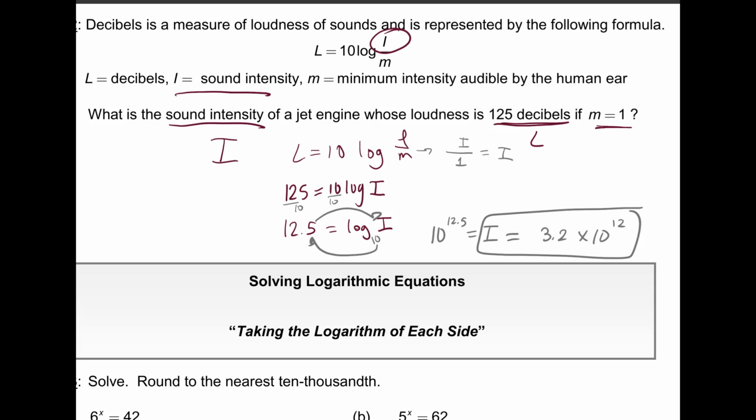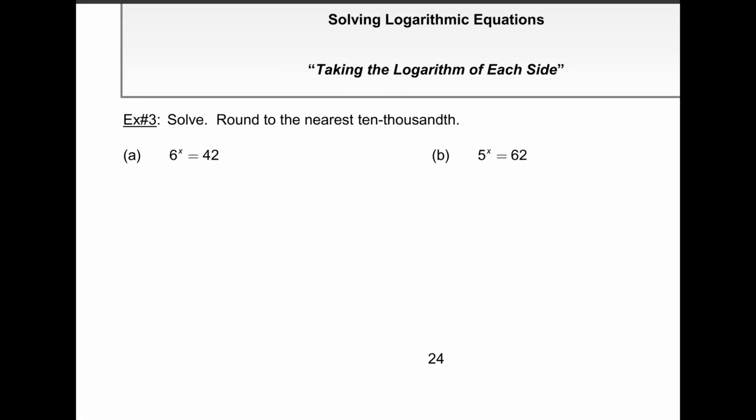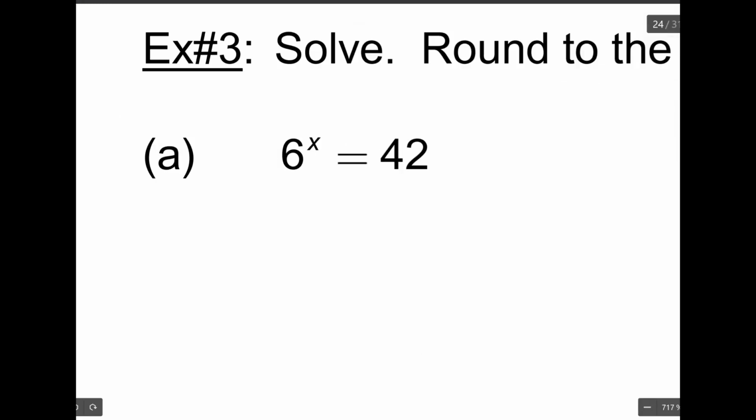All right, solving logarithmic equations, taking the logarithm of each side. So we're ready to move on? If I want to solve 6 to the x equals 42, I can't just divide by 6 because I have this exponent. If I take log of both sides, I would ideally like to get rid of the 6.